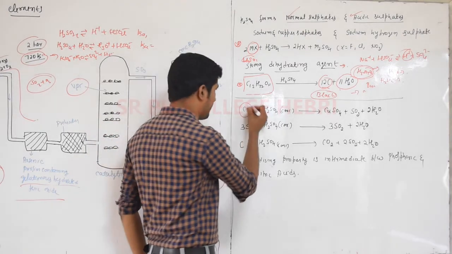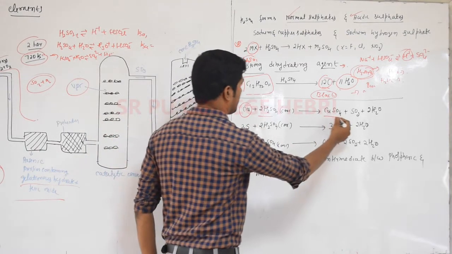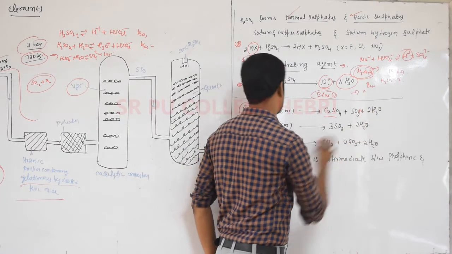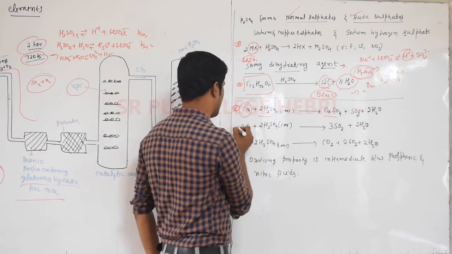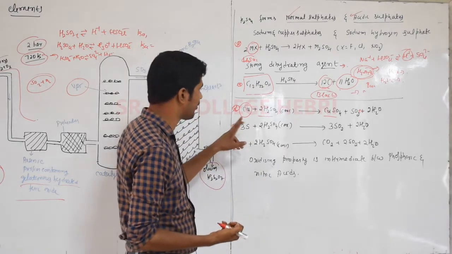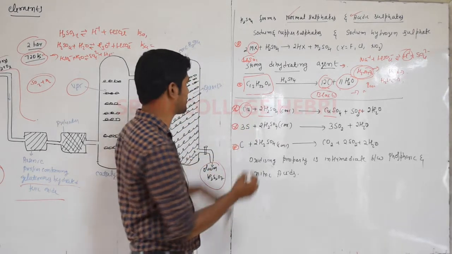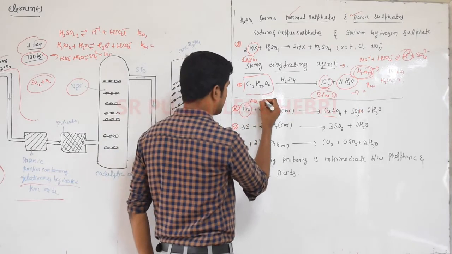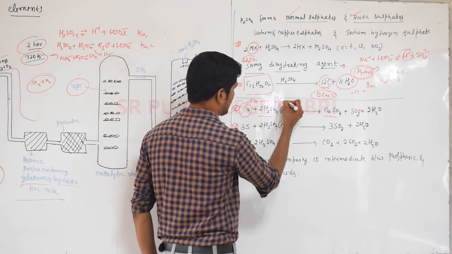When copper reacts with H2SO4, it forms copper sulfate, SO2 gas and H2O. These reactions are very important. There are chances they will be asked in the exam. There's nothing to explain here, just remember them directly. Here copper gets oxidized to Cu2+. Look, Cu becomes Cu2+ plus 2 electrons, that's all.